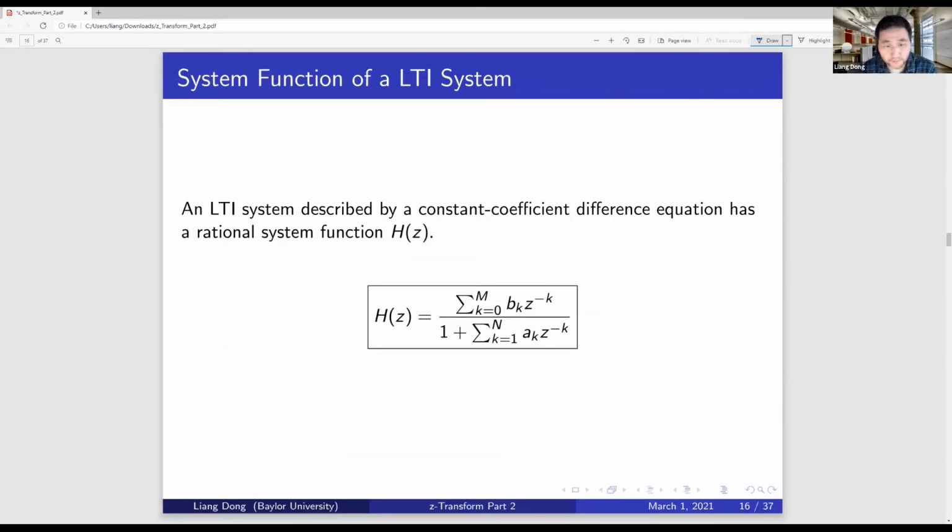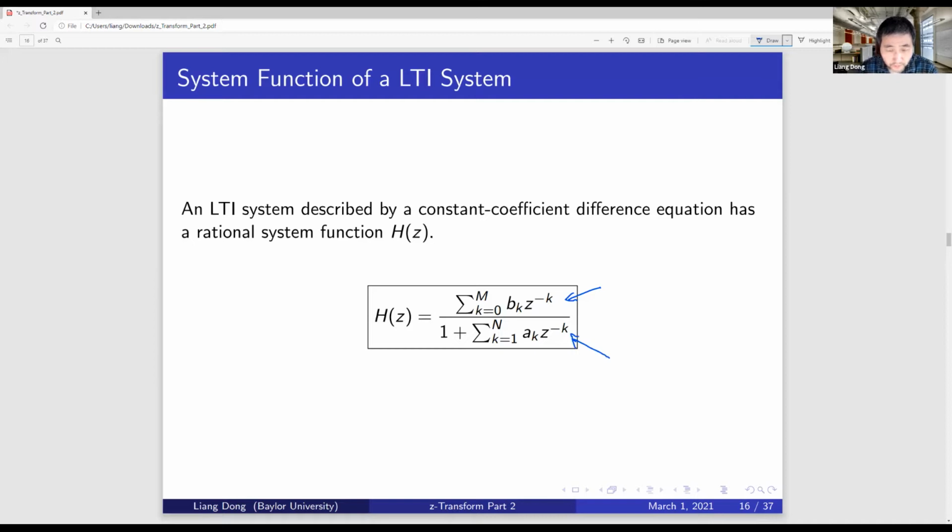We know that we can use a constant coefficient difference equation to represent an LTI system. We can also use a rational system function H(z) to represent an LTI system. It is written in this box. Once I know those constant coefficients, the a's and b's, I can write out the system function. So for this system as a rational system function, we have the numerator and denominator.